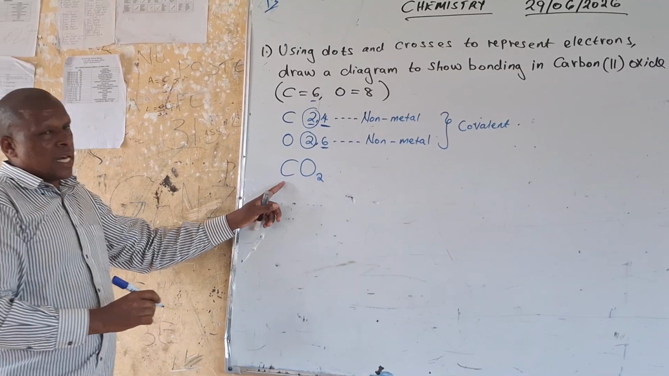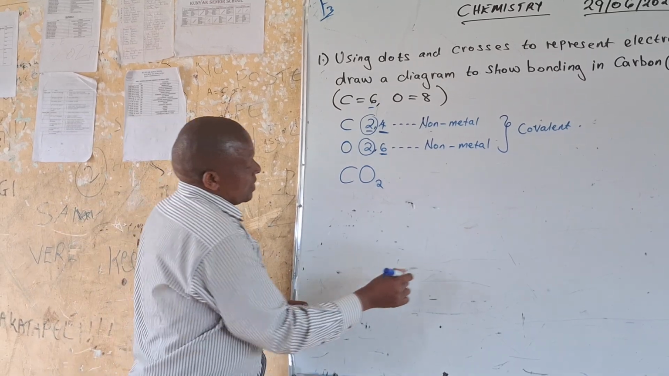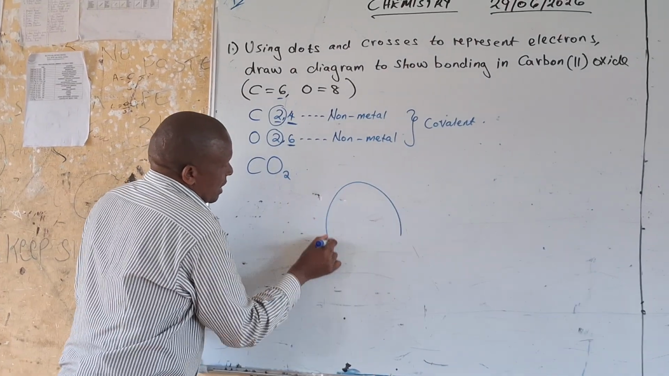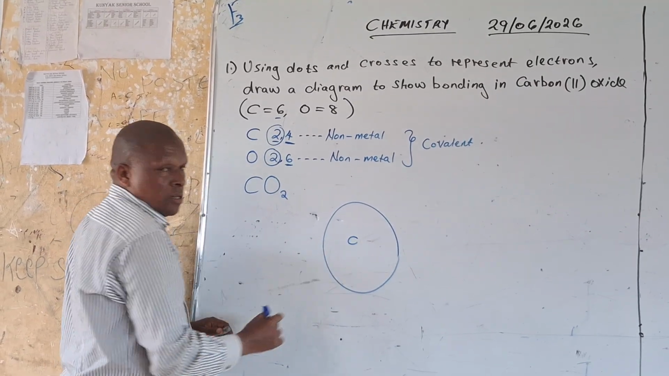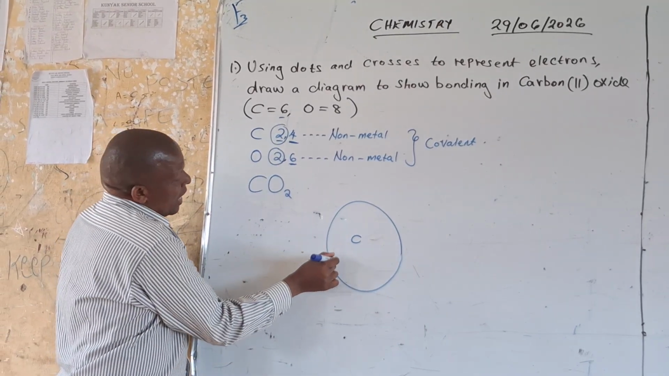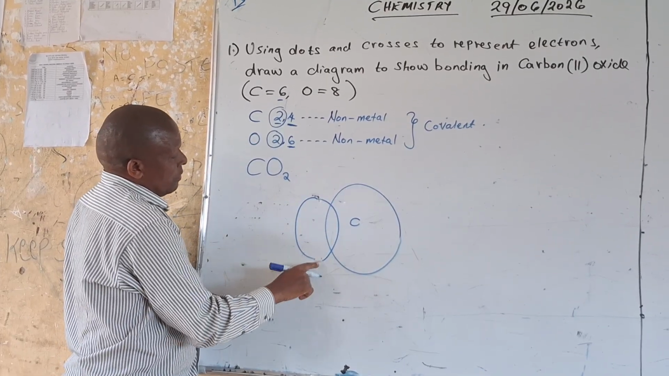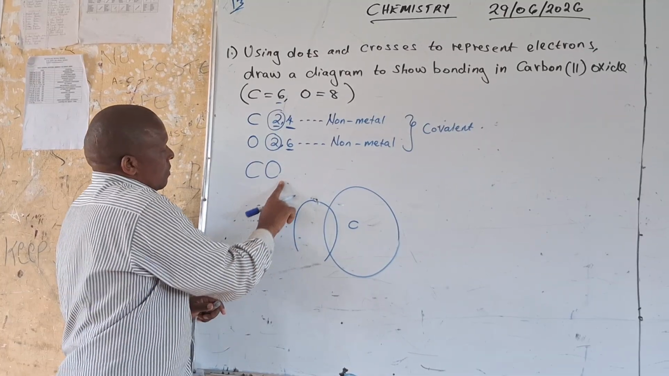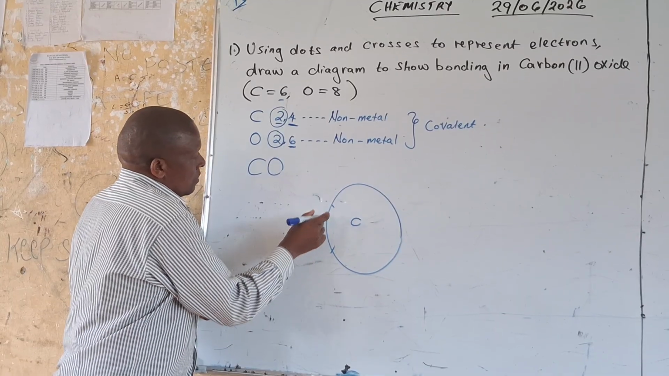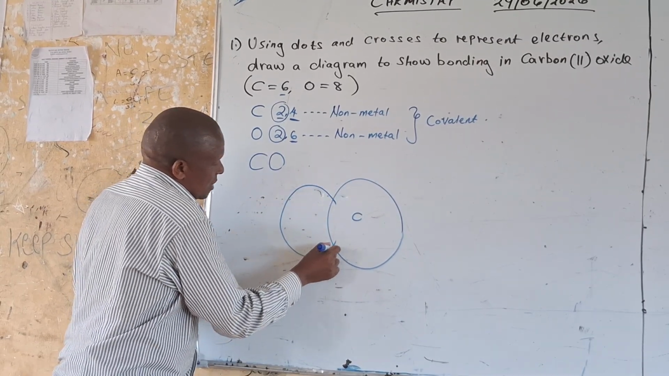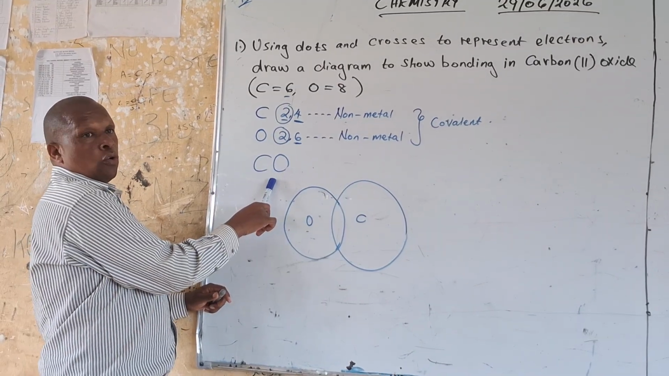So how many carbon atoms are there? 1. How many oxygen atoms are there? 1. So you do it like this. You put a circle in the middle, like this. This is now the circle of carbon. Are we together? Yes. And then we have another circle. So we'll be having only one circle of carbon and one circle of oxygen, like this. So this is oxygen. The formula of carbon 2 oxide is CO, not CO2.